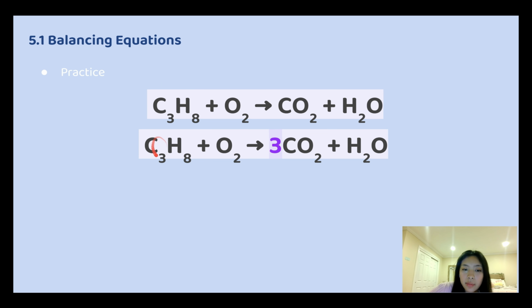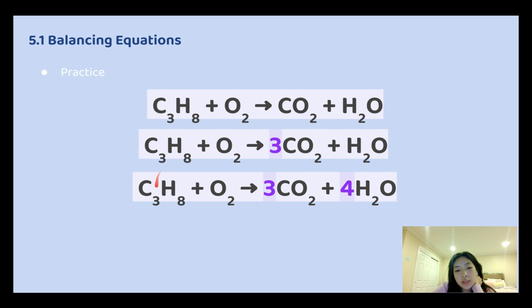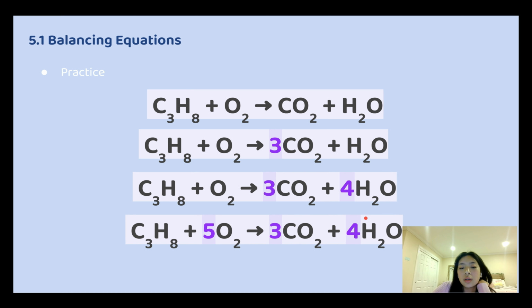Okay, so now we have 3 carbon on the reactant side and 3 carbon on the product side. The next thing I'm going to do is go on to the next element, which is hydrogen. So there's 8 hydrogen on the reactant side, and over here there's 2. So I'm going to do 8 divided by 2, which is 4. So I'm going to put a coefficient of 4 here. That way there's 8 hydrogen on the reactant side and 8 hydrogen on the product side.